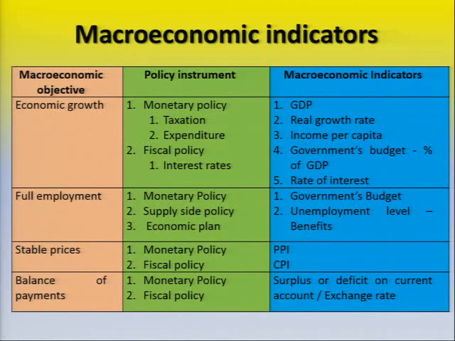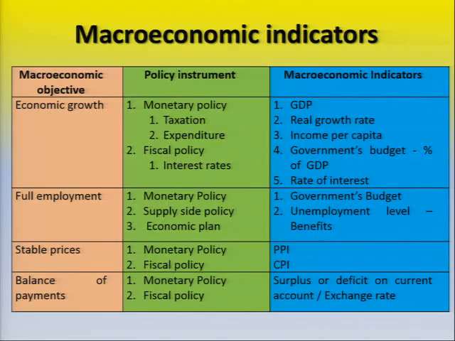I'm sorry for that mistake there. Monetary policy, what should come under monetary policy is interest rate. But taxation and expenditure must come under fiscal policy. That's number 2. You can correct that. Monetary policy is interest rate. Fiscal policy is taxation and expenditure.